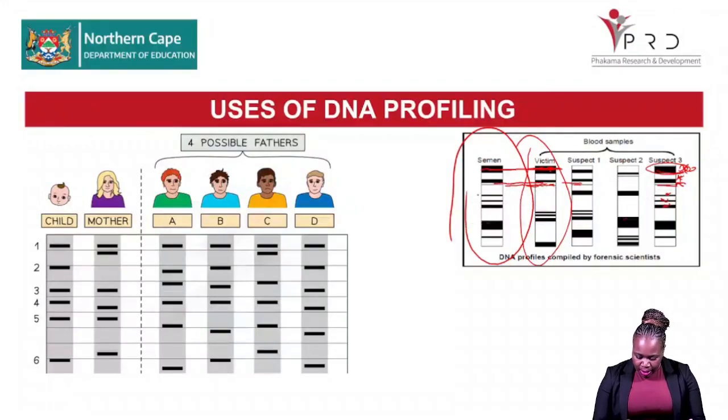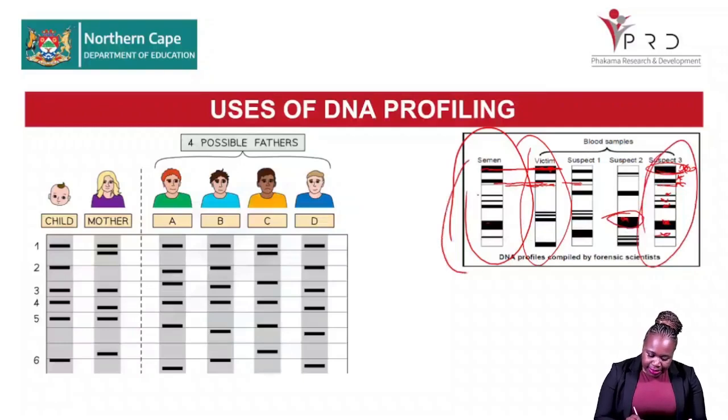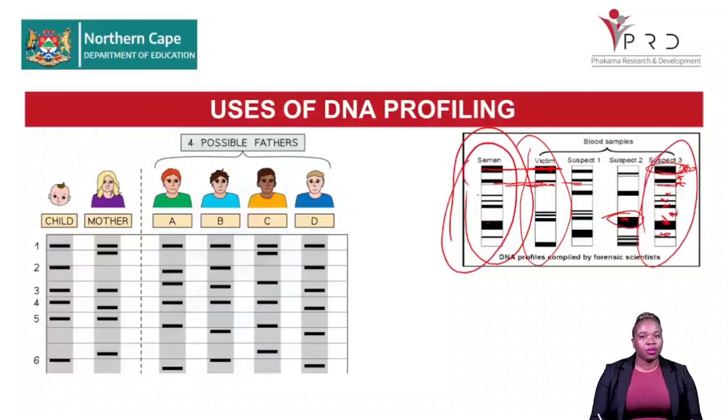And then here matches 2 and 3, and for 2 it's quite thick, so it is not a match. Lastly, it matches suspect 3. So now this tells us that this semen is belonging to suspect 3, so that can tell us that suspect 3 could be the rapist.